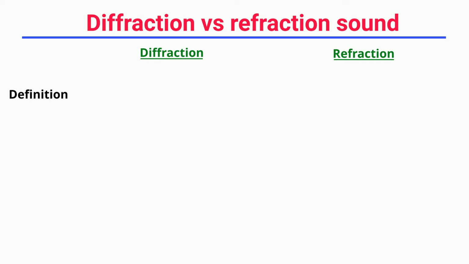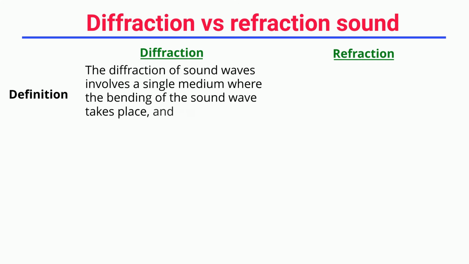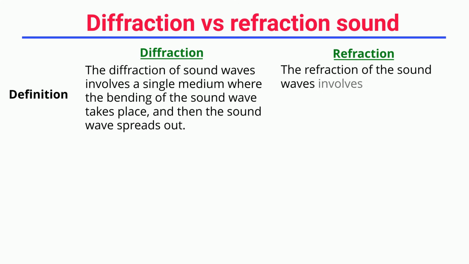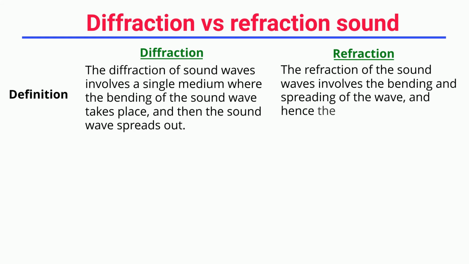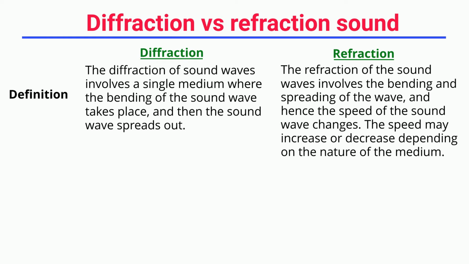Diffraction-refraction definition. The diffraction of sound waves involves a single medium where the bending of the sound wave takes place, and then the sound wave spreads out. The refraction of the sound waves involves the bending and spreading of the wave, and hence the speed of the sound wave changes. The speed may increase or decrease depending on the nature of the medium.